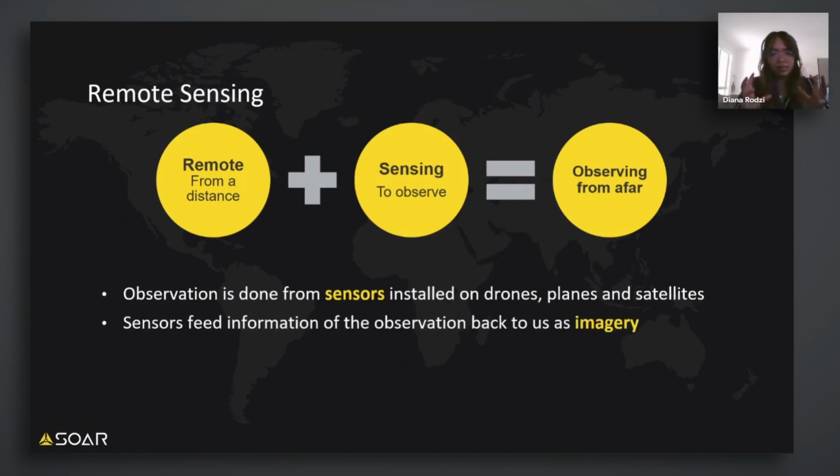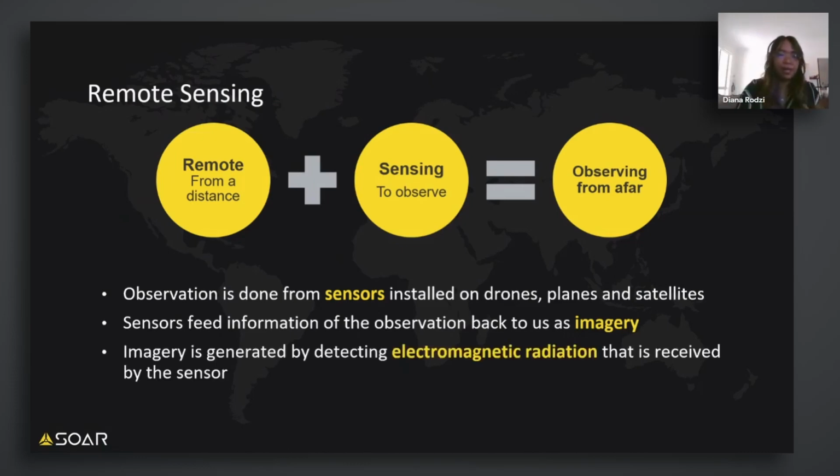And those sensors feed information of the observation, whatever it sees, back to us in the form of imagery. And that imagery is made by detecting electromagnetic radiation that is received by the sensor. So it's not like taking photos exactly. So I'll touch a little bit onto what electromagnetic radiation is.